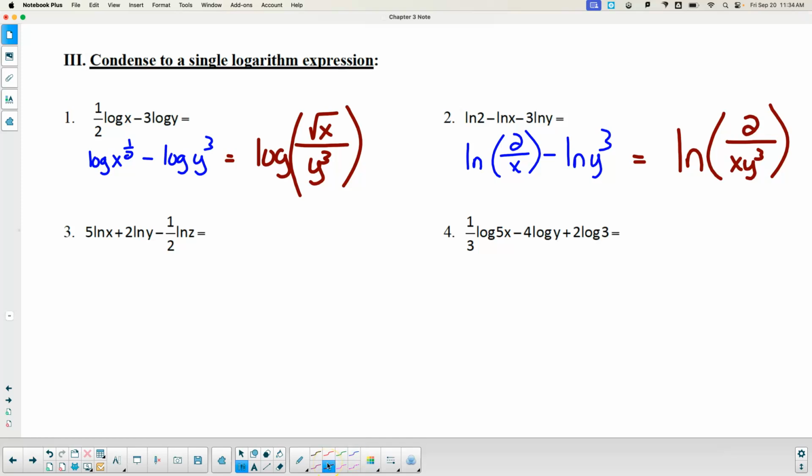This one would be, in the end, we would have natural log of, we would have x to the 5th on the top, we would have y squared on the top, and we would have the square root of z on the bottom.